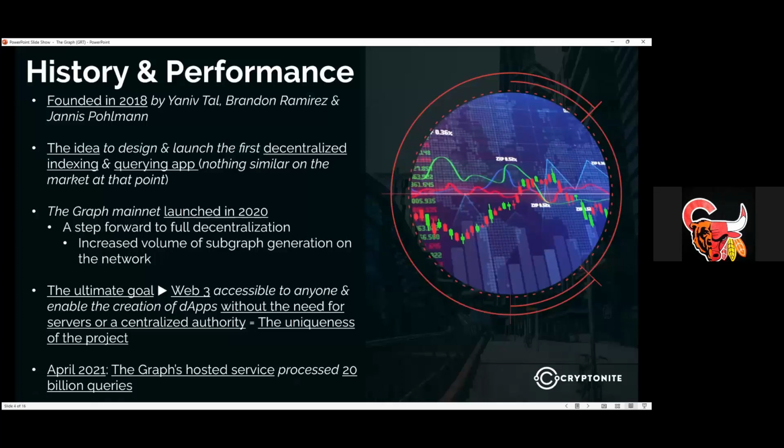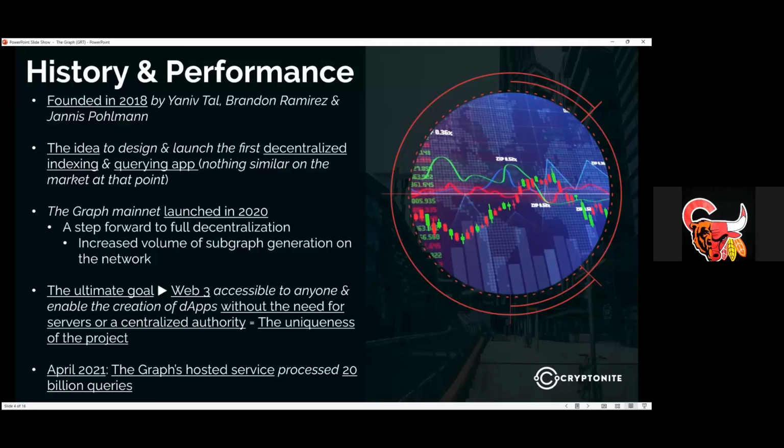Yeah, so like we said, they were founded back in 2018, and the whole idea was to do a decentralized indexing and querying app, which at that point, there was nothing equivalent on the market. The mainnet really launched in 2020, so it took them roughly 2 years to finally get it all working and then being able to be used. And so their ultimate goal is to have Web3 accessible to anyone, and to be enabled to create dApps without the need for servers or centralized authority.